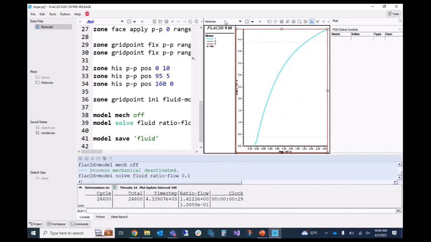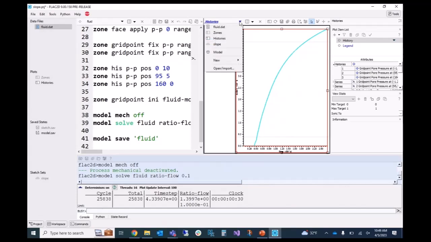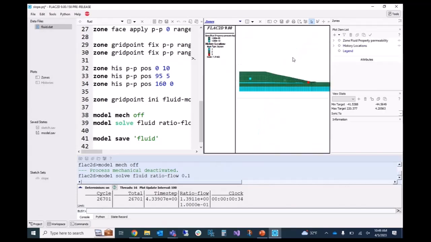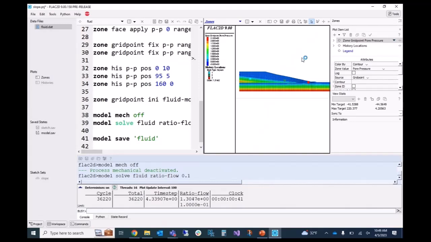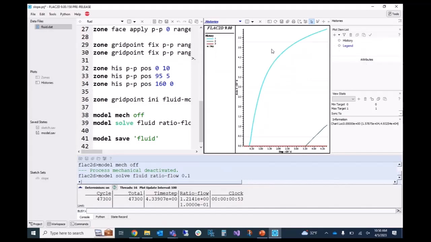While this is going, you can go here and change the plot. See where it's the drop down where it says histories. You can change it back to the zones plot. And I could change it to contour pore pressure. So I could watch the pore pressures evolve in this plot here. Or I can watch the pore pressures evolve in my history plot, whichever you prefer. All right, here comes number 2 now. You can see my little wheel flashing here.